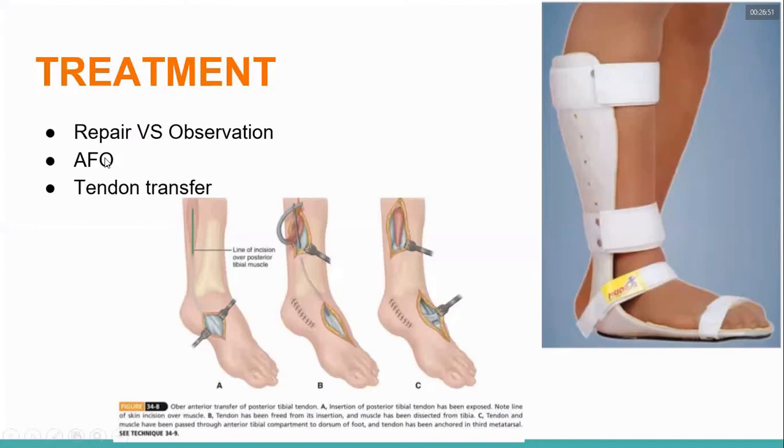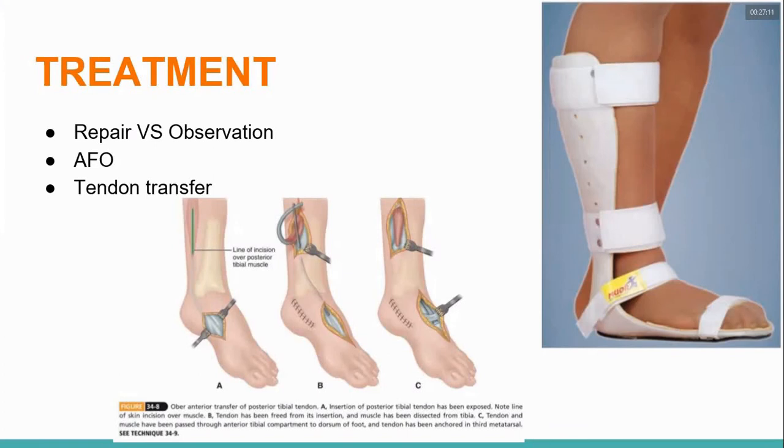Now I've already talked about the types of repair: primary, delayed primary or secondary, in my lecture on nerve injuries. So you can do nerve repair if there is complete transection of the nerve, or if a segment of nerve is damaged, in those cases you can do nerve grafting.